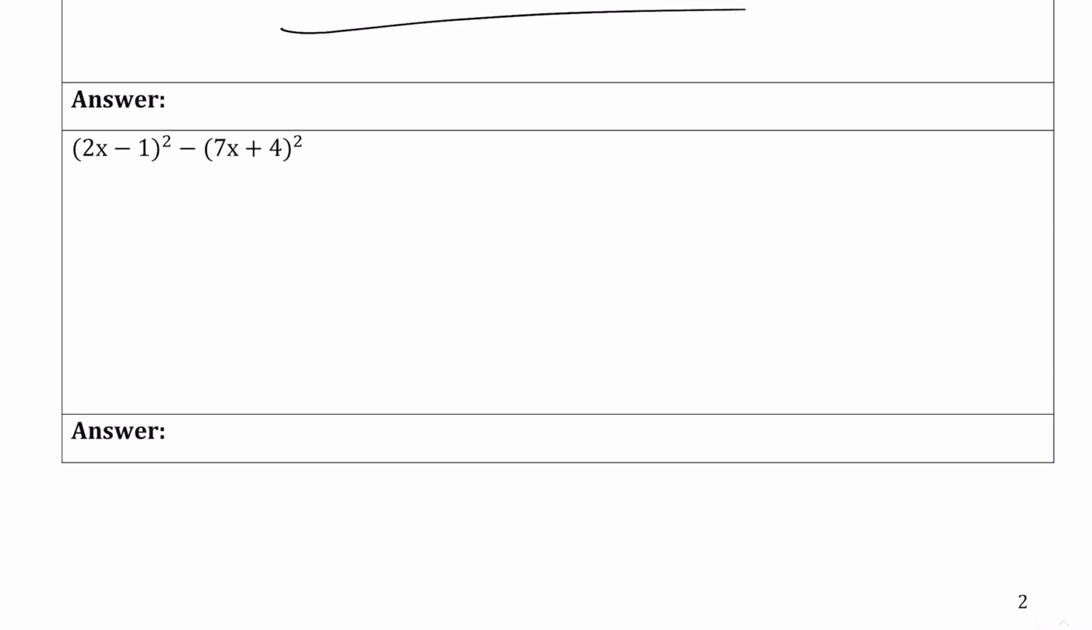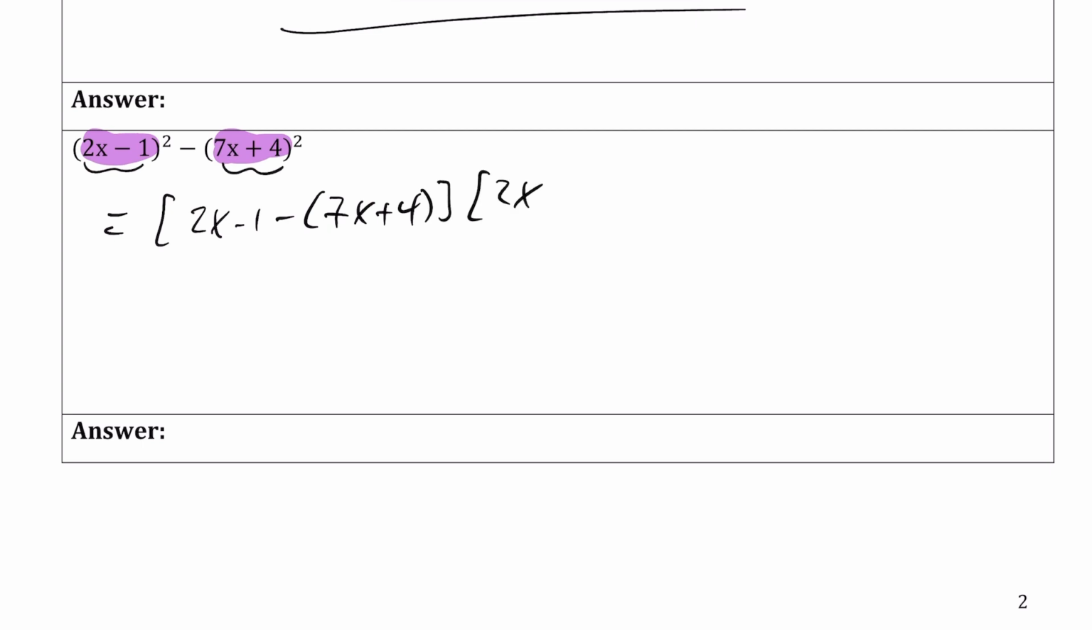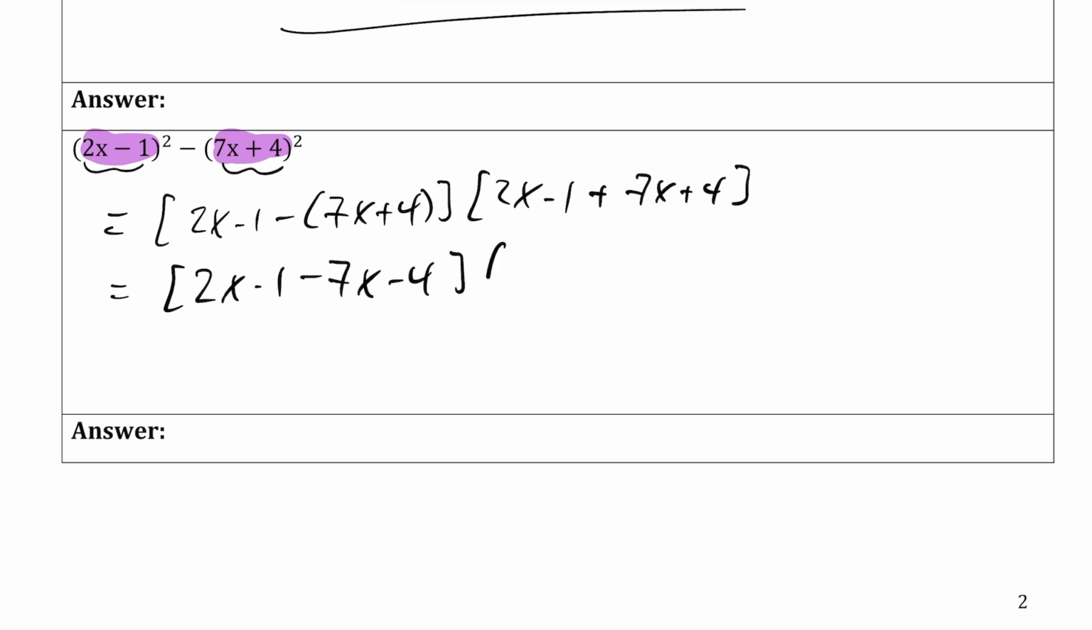Continuing on here, again, another difference of squares question. We've got 2x minus 1 squared minus 7x plus 4 squared. So using our difference of squares, this is the place of x, this is the place of y, so it's going to be my first expression minus my second expression times my first expression plus my second expression. Going ahead and distributing that minus sign here, we get negative 7x minus 4. And we can leave this one as is.